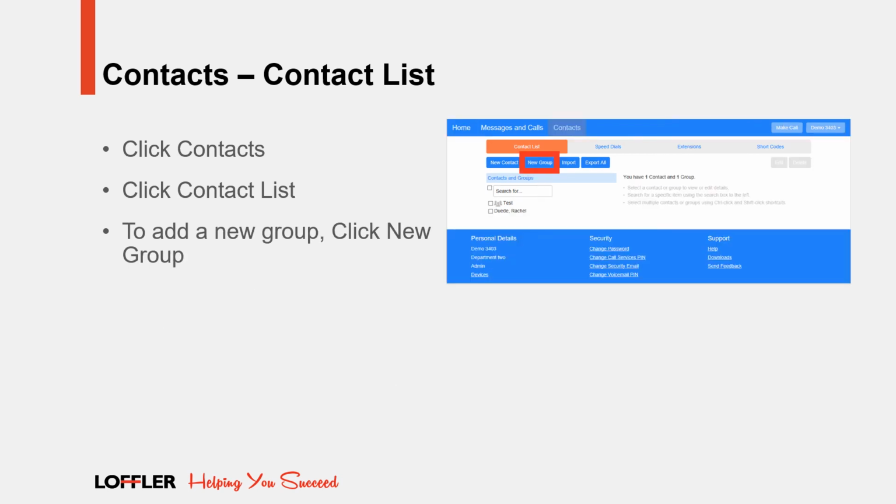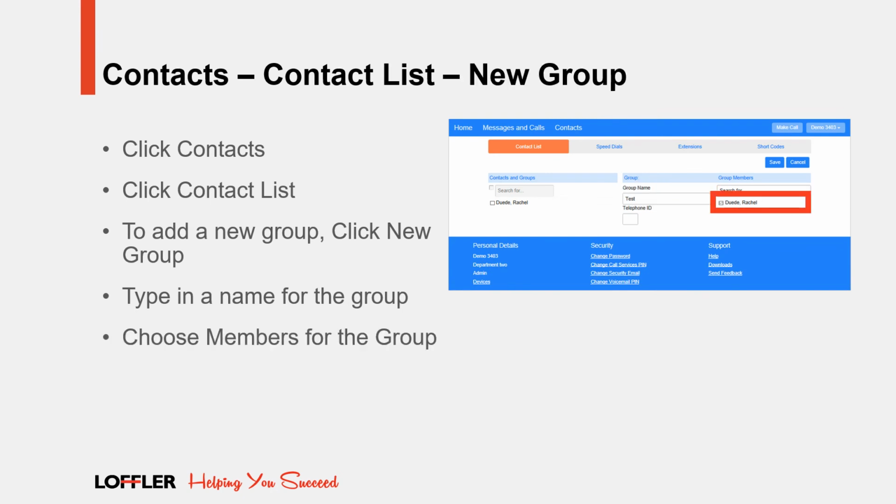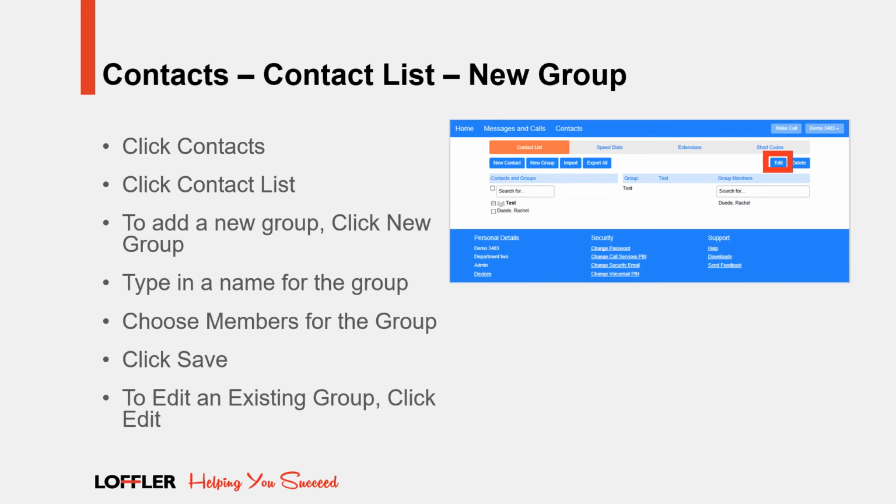To add a new group of people, click New Group. Type in a name for the group, choose Members to add, and click Save. To edit an existing group, check the box next to the group name and click Edit.